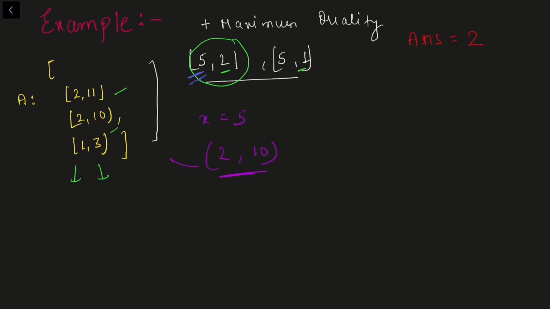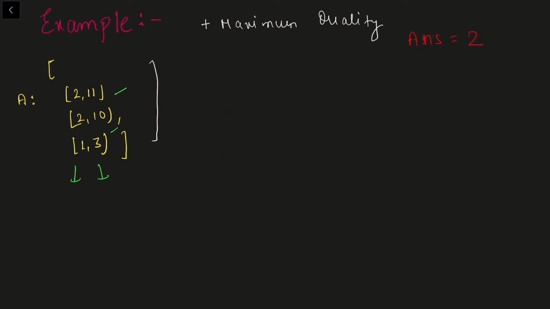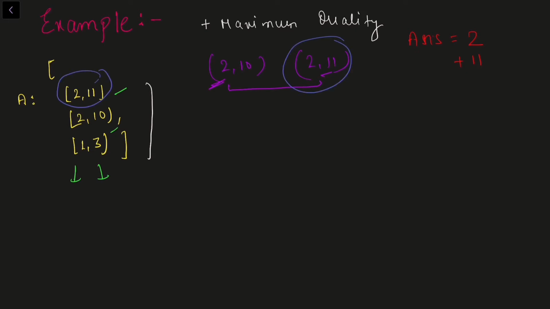Now again we need to iterate over this array. Again I'll ask for the elements which have maximum quality here. So again I'll see that I have 2 comma 10 and 2 comma 11. These are the ones with the maximum quality as 2, right? Now out of these two, I need to select the one which will maximize my quantity. So I'll select 11 and I'll add 11 to the answer, plus 11, right? Now since I'm selecting the second element, this one here, I need to remove all the elements with quality 2. So let's remove them.